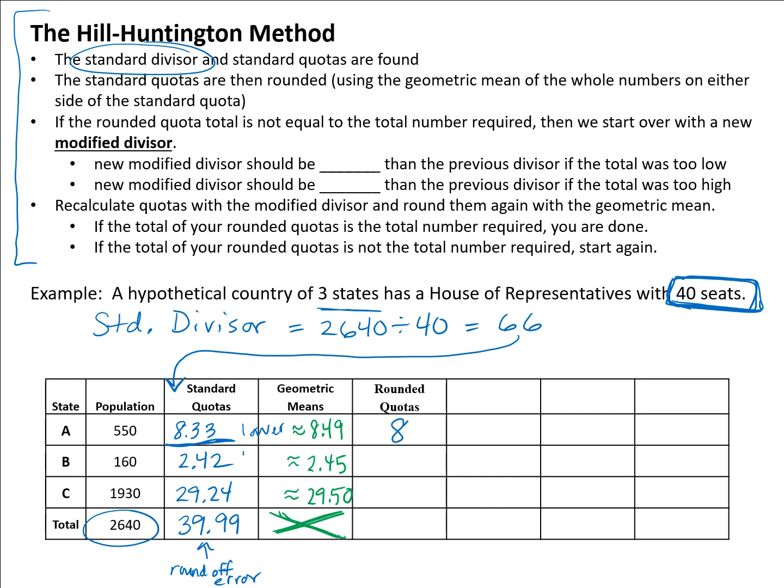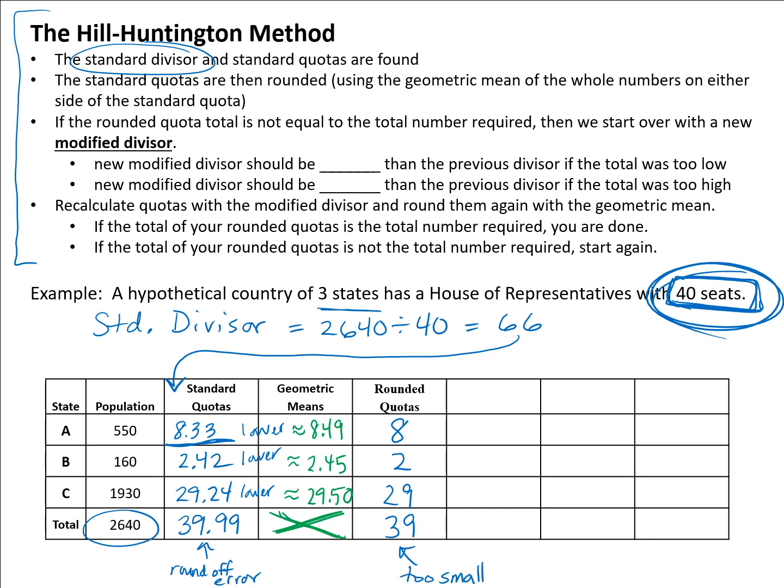2.42 is also lower than its geometric mean of 2.45, so we round down to 2. And 29.24 is also lower, so we round down to 29. So in this first example, everything rounded down. Sometimes that happens. So 8 plus 2 plus 29, our rounded quotas give us 39. And 39, we wanted 40. Remember, that's too small.